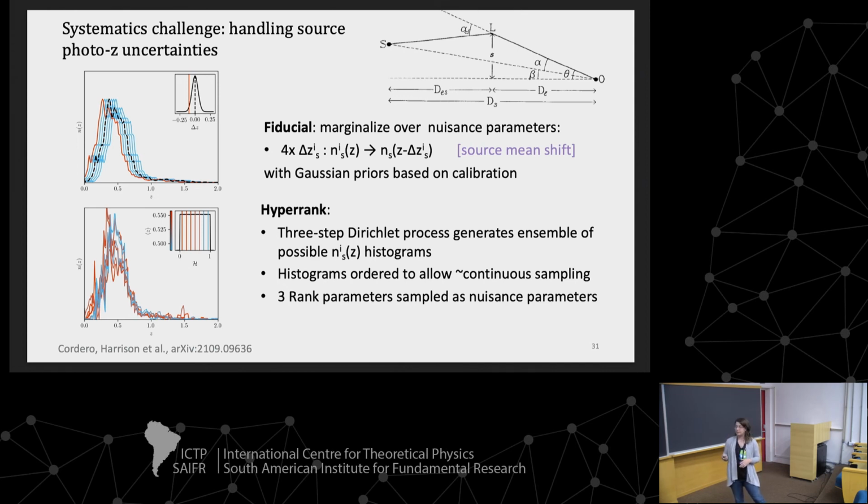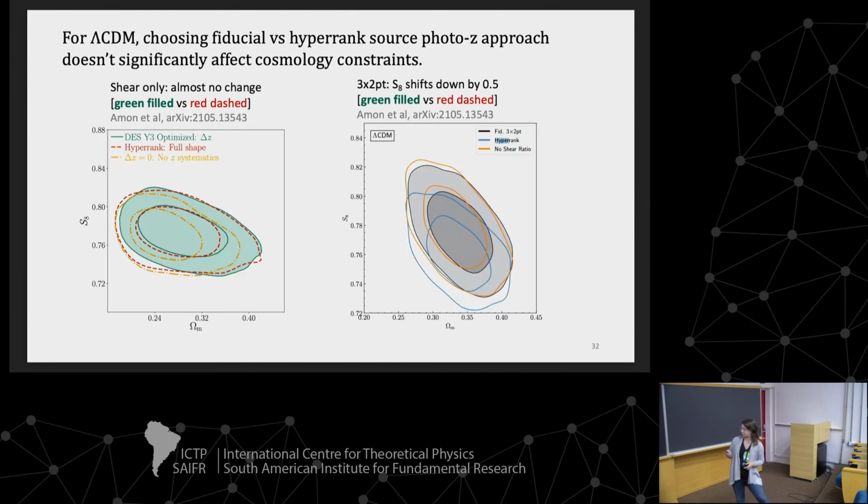In principle, these two approaches should give us the same constraints, and part of the validation for our Y3 analysis was making sure that we could use the simpler mean shift parameters. We check that by showing that whether we use what we call the Hyperrank, this many realizations approach, or we use the simpler and faster mean shift approach, it didn't change the S8 constraints from our cosmic shear. It does shift them a little bit for 3x2 by about half a sigma, so that's something that I think for Year 6 we're going to be taking a closer look at. But the shifts are fairly small in lambda CDM, particularly for the weak lensing measurements.